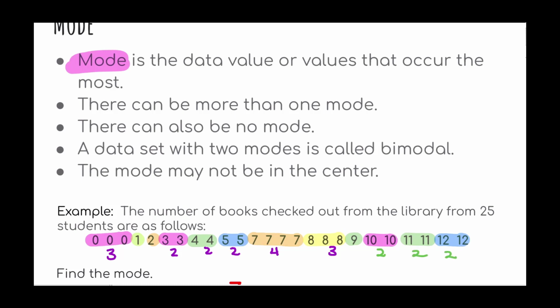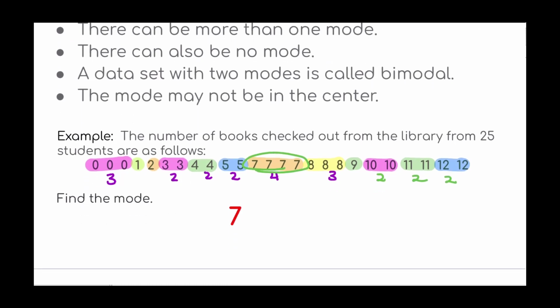So you can see the one that occurs most is 7 because there were 4 of them. There are 4 7s. So the mode is 7. All right, so that pretty much takes care of mean, median, mode. Just as a side, just to remind us how we find mid-range.